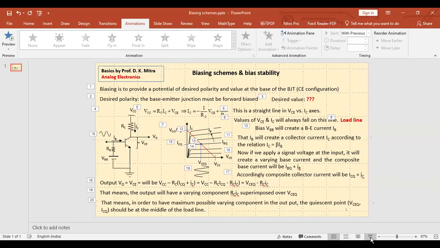Morning, students. Today we start the chapter on biasing schemes and bias stability. Last lesson we learned what biasing is, the meaning of the word biasing. Now, this biasing can be done with the help of many techniques, so we shall see those techniques one by one.